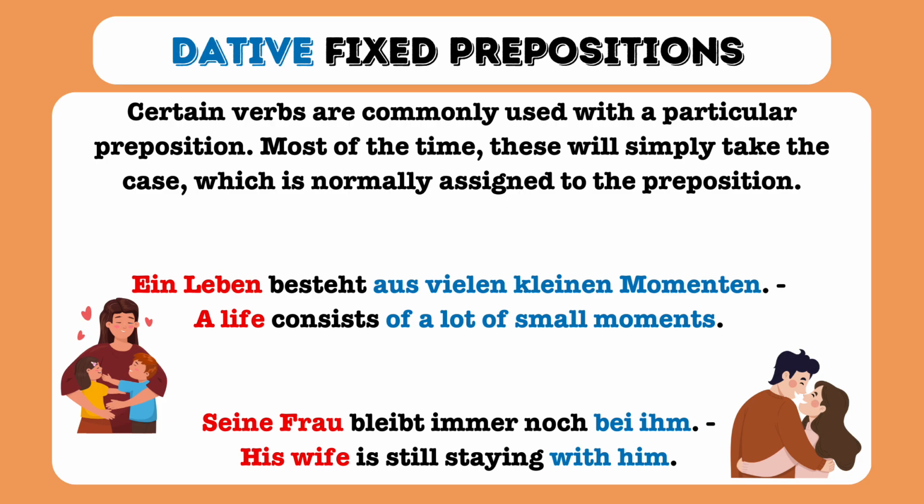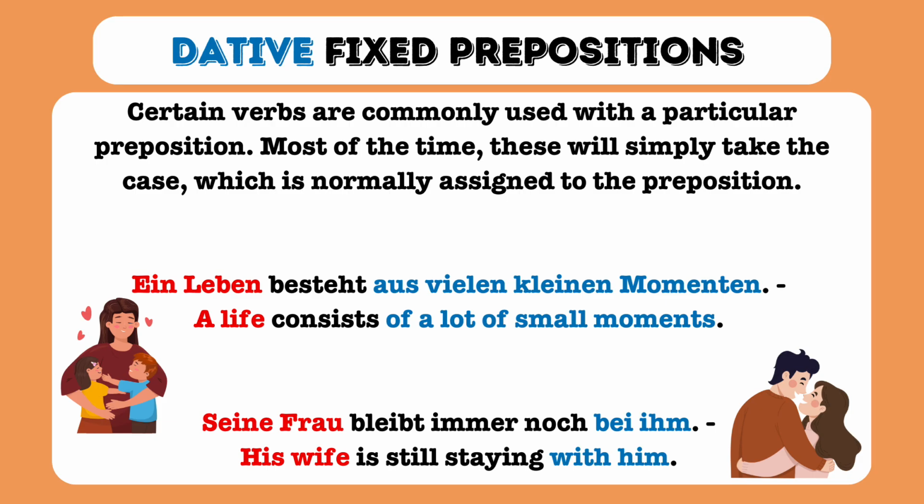Obviously, if there are fixed prepositions that we can use with the accusative case, we can also use some with the dative case. So here are a few examples of that. Ein Leben besteht aus vielen kleinen Momenten. A life consists of a lot of small moments. Bestehen is almost always followed by aus. Consists of, besteht aus.